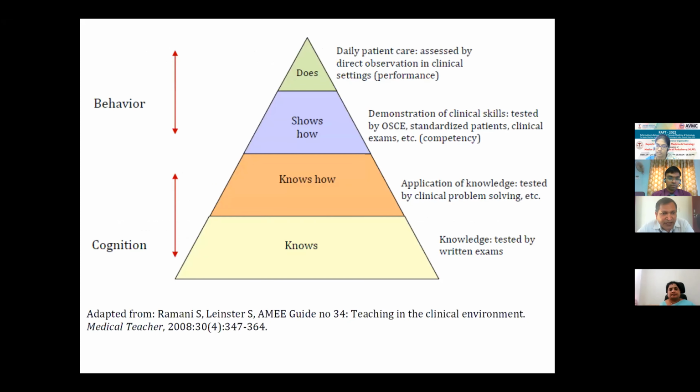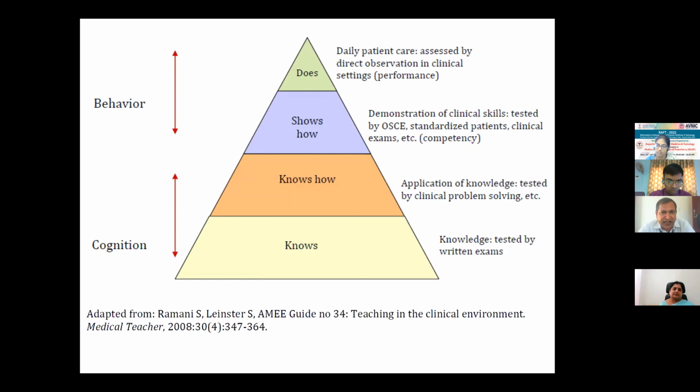There are different levels, and for different levels there are different types of examinations we are conducting. If you see knows and knows how, which are the cognition levels, and shows how and does, which are the behavioral levels, the student's behavior. You can see that the written examination is only recall type, when the student is only on the platform of knows. If you go a little above, knows how, you can give some clinical problem solving. If you go a little higher, shows how, you can see the competency of the person. And if you go to does, you can assess the performance of the candidate.